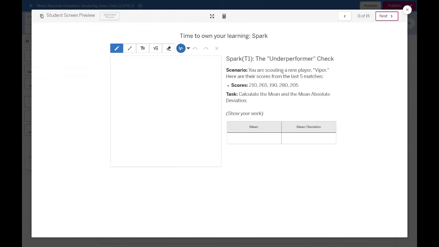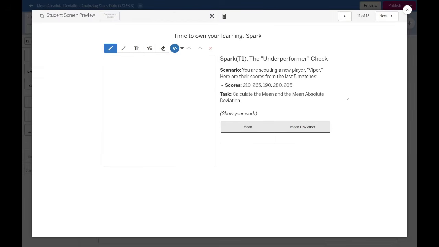Okay, so it's time to own your learning. Here you're going to see a different application of our mean absolute deviation. Aside from investment, we can use it in choosing the best player for our tournament games. Here you are scouting a new player, Viper. Here are their scores from the last 5 matches. Your task is to calculate the mean and the mean absolute deviation. Kindly show your solution on the sketchpad and write your final answer in the table.